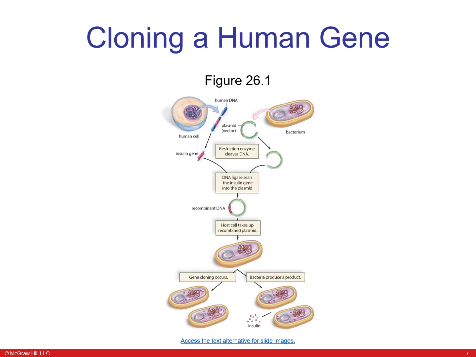So here is an example of cloning a human gene. We have human DNA inserted into a plasmid. That plasmid is then inserted into E. coli. And so we have many different copies of that gene, and it can be used to make a protein such as human insulin in bacteria.